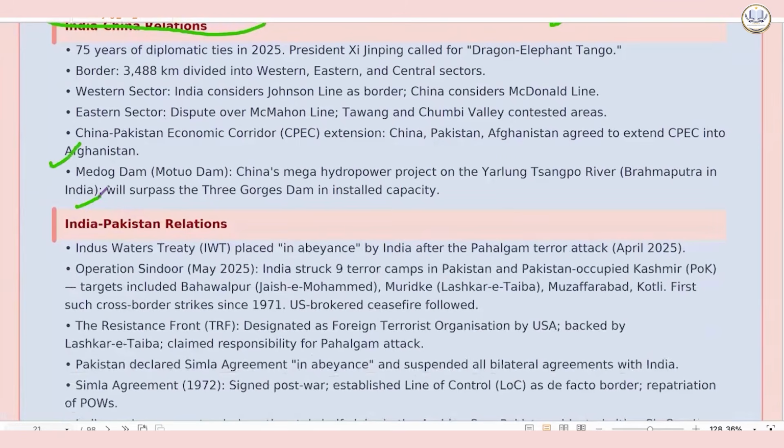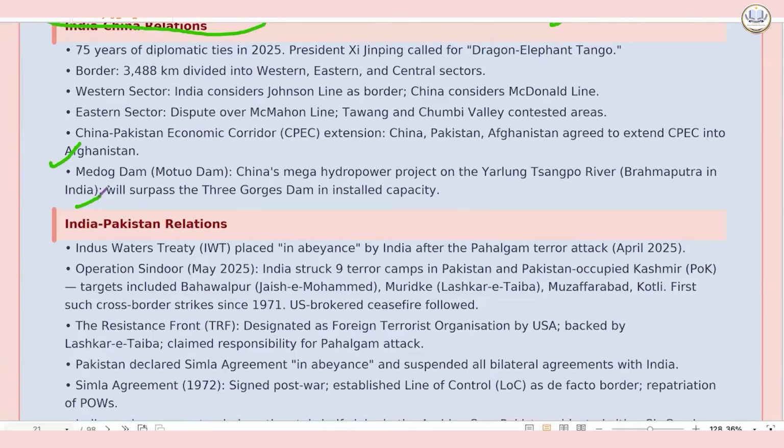Then India-Pakistan relations, marred by terrorist activities. The Indus Waters Treaty was placed in abeyance by India after the Pahalgam terror attack. Operation Sindoor: India struck 9 terror camps in Pakistan and Pakistan-occupied Kashmir. Targets included Bahawalpur, the center of Jaish-e-Mohammed, Muridke, Lashkar-e-Taiba, Muzaffarabad, and Kotli. It was the first such cross-border strike since 1971.